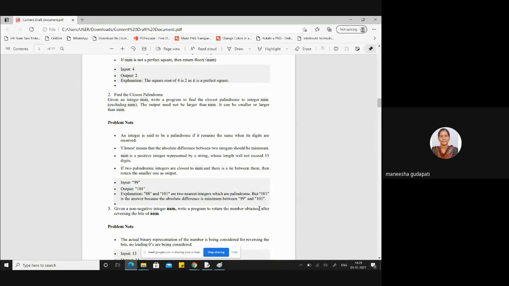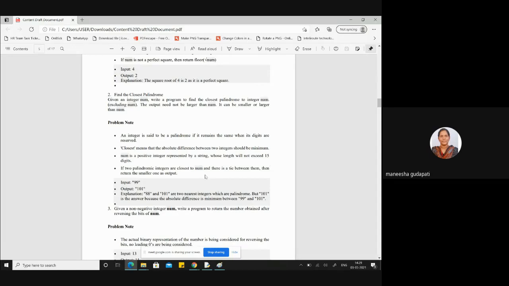For suppose if both are at equal distance, you have to print the smaller number. You already know how to calculate a palindrome if a number is given, but here you have to apply some constraints to the same code. What is the first constraint? The input number should be a positive integer. So first you have to check whether the number is a positive number or not. And the second one is the length should not exceed 15 digits. If the length is greater than or equal to 15 digits, you should not calculate any palindrome. You have to print an error message.